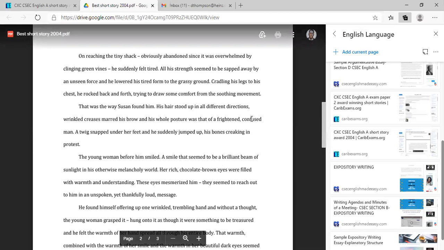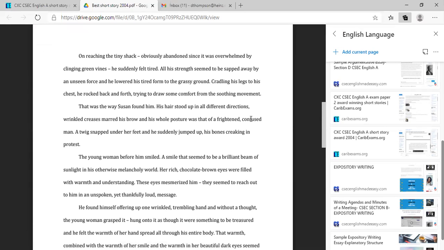On reaching the tiny shack, obviously abandoned since it was overrun by clinging green vines, he suddenly felt tired. All his strength seemed to be sucked away by the unseen forest, and he lowered his tired form on the grassy ground. Cradling his legs to his chest, he rocked back and forth, trying to draw some comfort from the soothing movement. That was the way Susan found him.